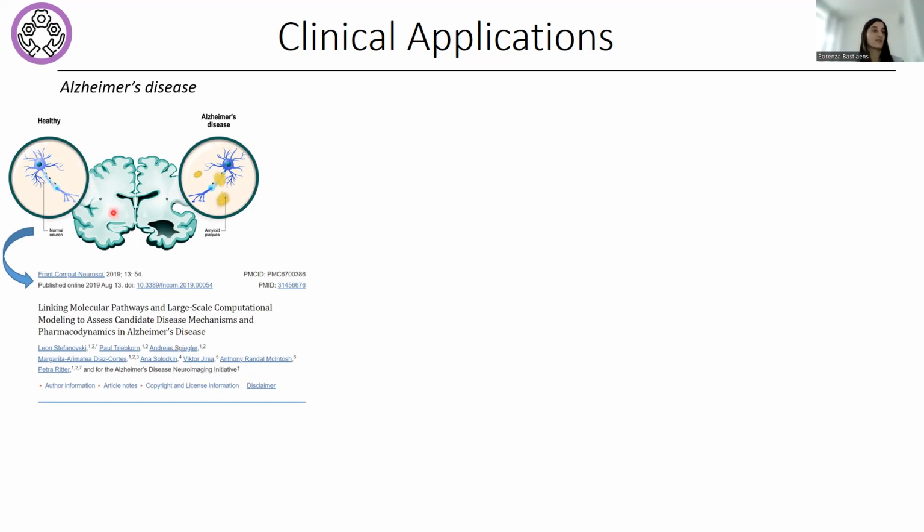And what they did here is they used a Jansen-Rit model, but modified it to be able to integrate the differences that can be seen in deceased Alzheimer's brains. For example, how it represents the alteration that can be observed due to the amyloid plaques versus a healthy brain using whole brain modeling. And so this is work that's been done by Stefanovski et al.